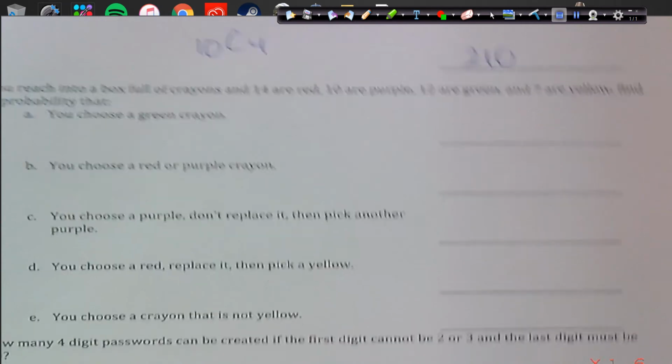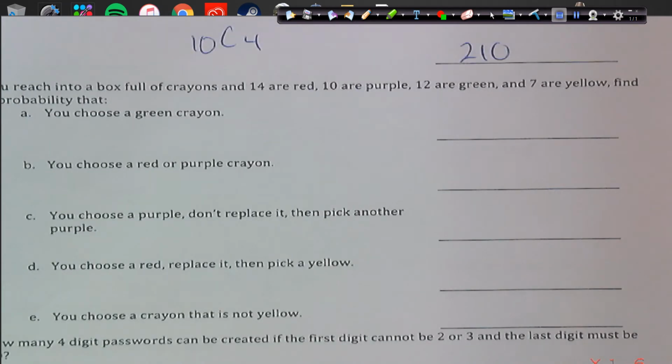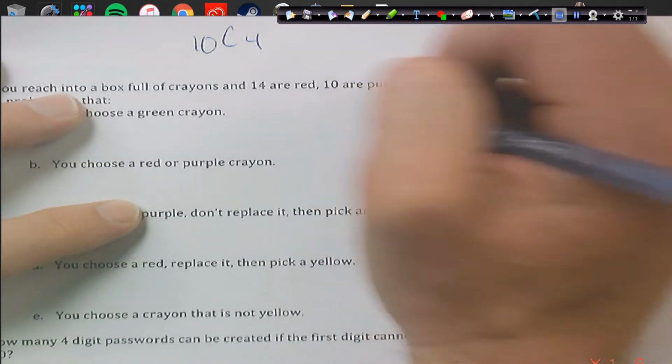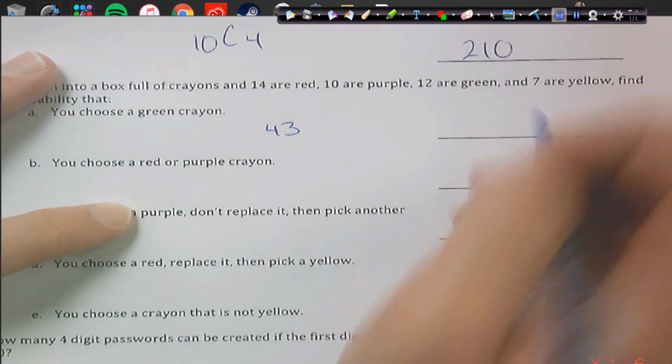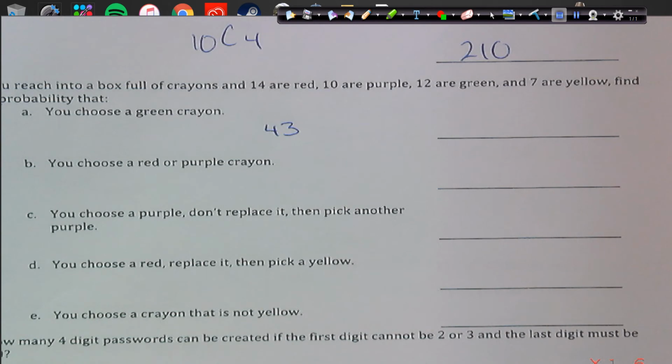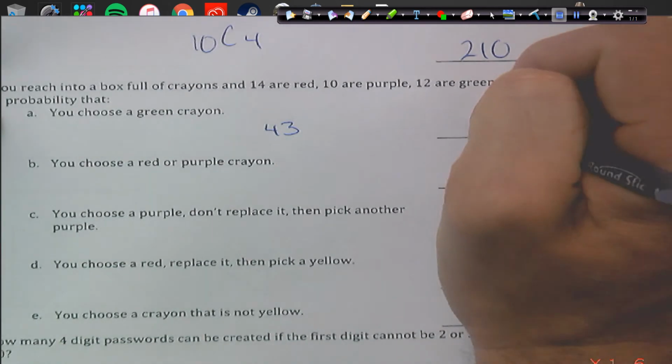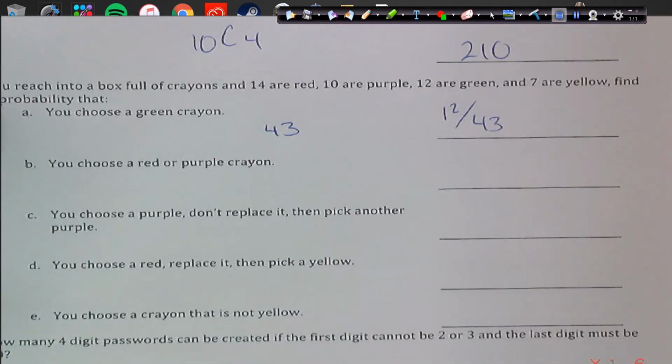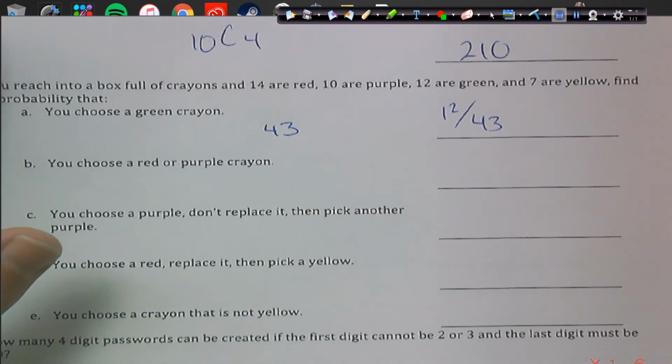Alright, we got a box of crayons. We've got 14, 10, 12, and 7. Let's probably choose a green. First of all, we want to add them all up. So 14 plus 10 plus 12 plus 7. That's going to be 43. So we have a total of 43. That's going to be my sample space. So when I choose a green, it's just going to be 12 out of 43. And we should always check to see if we can reduce. And this one we cannot.